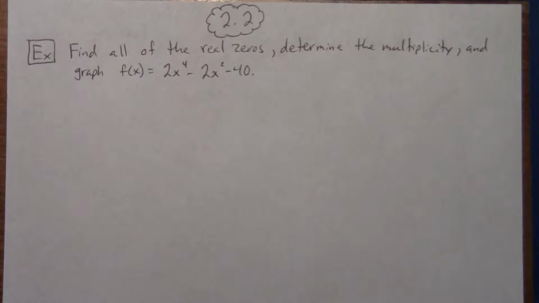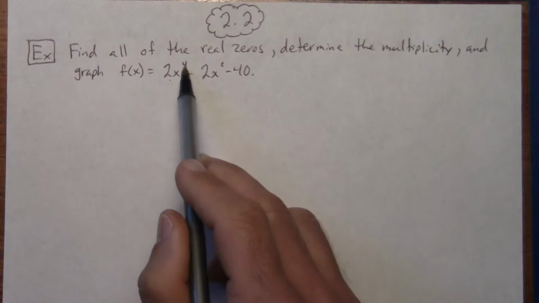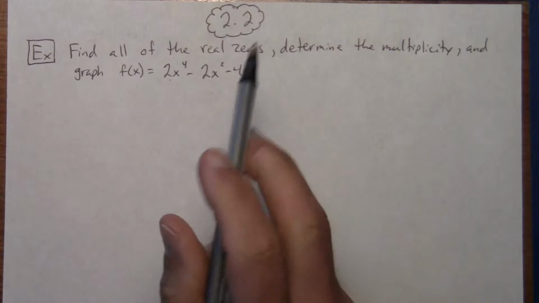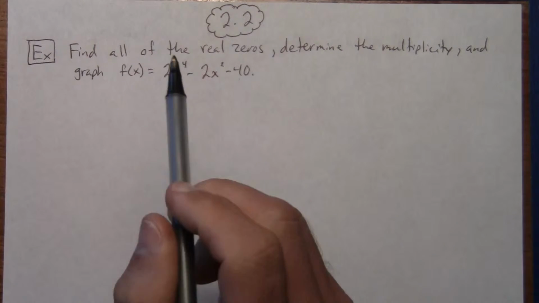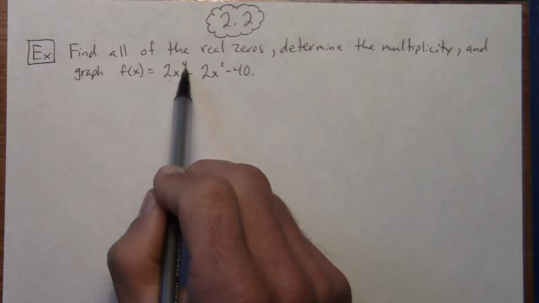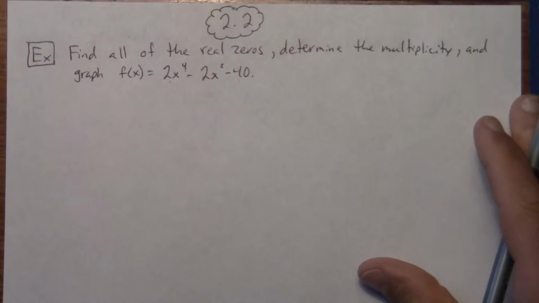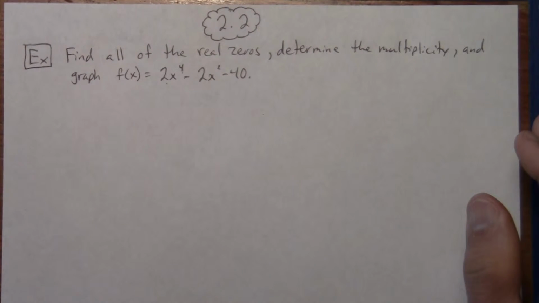Alright, so the first one I'm going to deal with is basically we're going to draw a rough sketch of the graph of 2x to the 4th minus 2x squared minus 40. And I can see that I probably have 4 real zeros. I might not have actually 4 real zeros, but I have 4 zeros. A couple of them might be imaginary. We'll figure that out when we start solving.